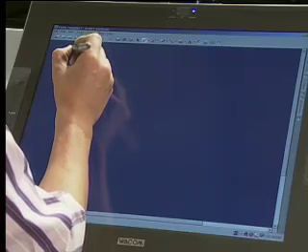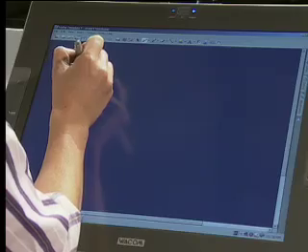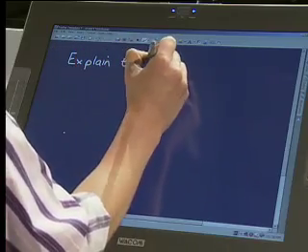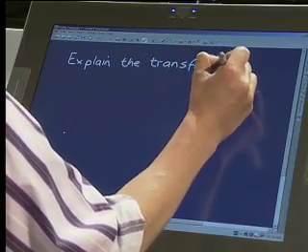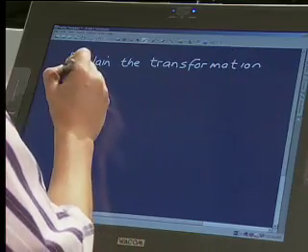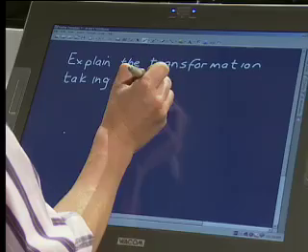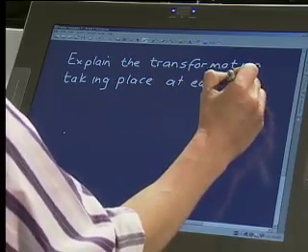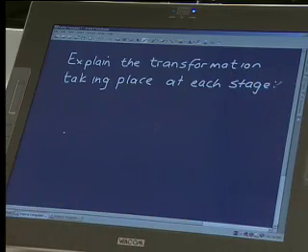Can you write it down, please? Yes, sure. Explain the transformation taking place in each stage. I write slowly, Refilwe, at each stage. Right, okay, I'm ready.